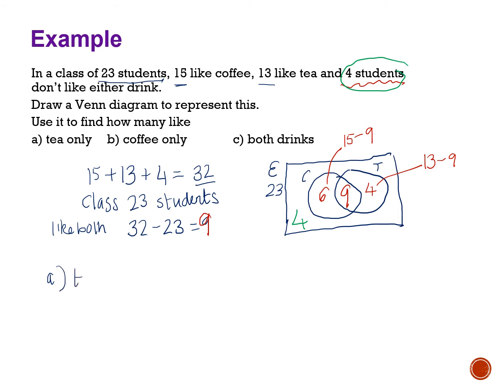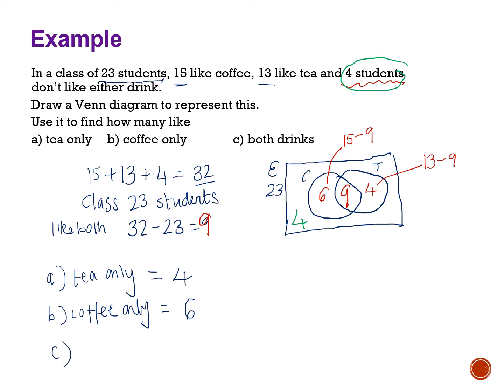How many like tea only? Well, that's going to be within the tea circle, but not in the intersection, because they only need to like tea. So that's going to be 4. Okay. How many like coffee only? Again, that is going to be in my coffee circle, so in my C circle, but not in the intersection, because I want them to only like coffee. So that's going to be 6.